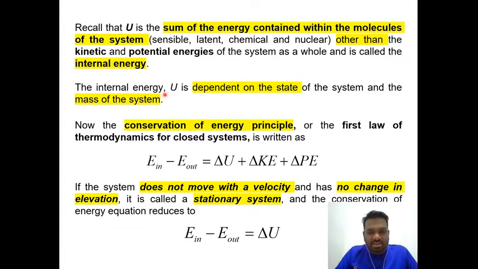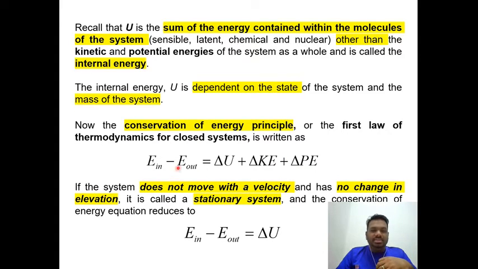The internal energy U is dependent on the state of the system and the mass of the system. Previously, in the formula of internal energy, there is the variable m, which you need to multiply by the mass of the molecules inside. The conservation of energy principle, or the first law of thermodynamics, for a closed system is written as follows. Based on what we have seen in the previous slides, we can come up with this equation.